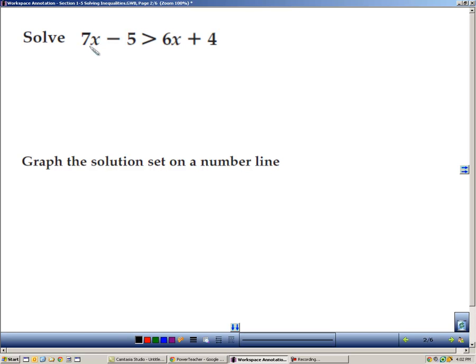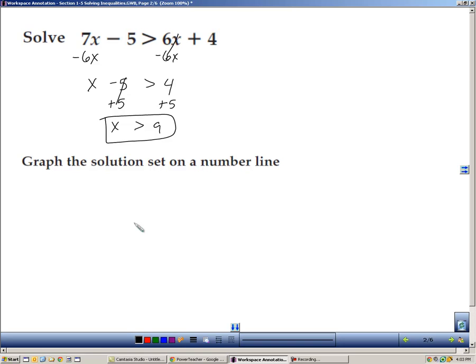Here's an example. We have this inequality. I have letters on both sides. I always want to move the one with the smaller coefficient, so I'm going to subtract the 6x. Now, because I'm subtracting 5 over here, I'm going to add it, and it's okay to do it to both sides. So x is greater than 9. So this would be my solution.